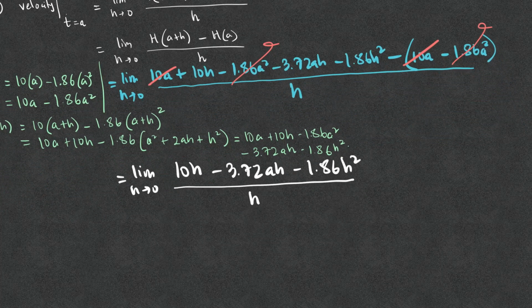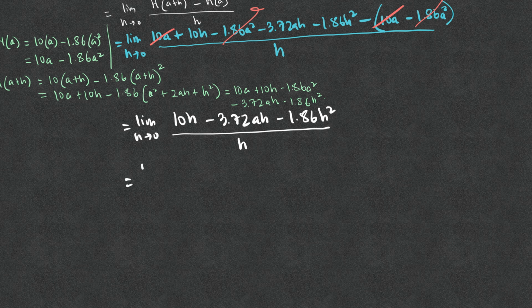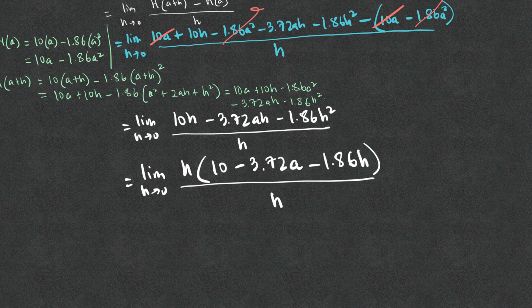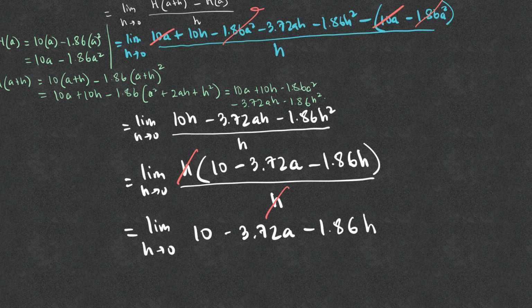Each of the terms in the numerator has a factor of h, and so we factor h out only in the numerator. We end up with h times the quantity 10 minus 3.72a minus 1.86h over h, and we can cancel out the factor h. This gives us the limit as h goes to 0 of 10 minus 3.72a minus 1.86h. And as h goes to 0, the last term goes to 0 because negative 1.86 times 0 is 0. And so the answer is 10 minus 3.72a. We drop the limit notation because h is no longer in this expression.